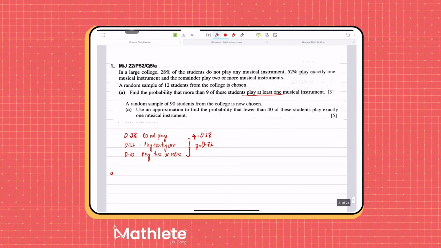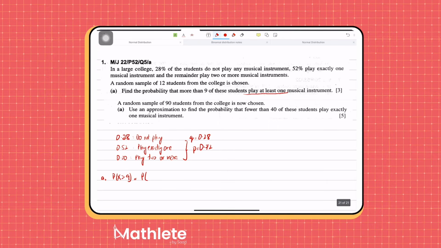Okay. Now the first part is, how many students are we talking about? We're talking about 12 students. Okay, find the probability that more than 9. More than 9 means, in a binomial distribution, more than 9 means what? So see if you guys can answer this question. Out of 12, more than 9 means what? How many students are we talking about? Out of 12, more than 9 of these students play at least one musical instrument. Let's see if you guys remember binomial distribution or not. 10, 11, 12, that's correct. So we'll consider 10 students, okay, we'll consider 11, and we'll consider 12.